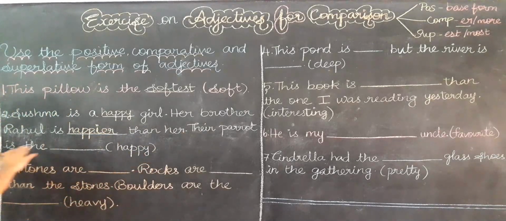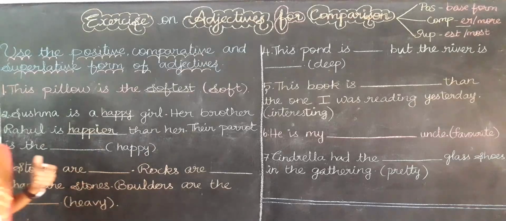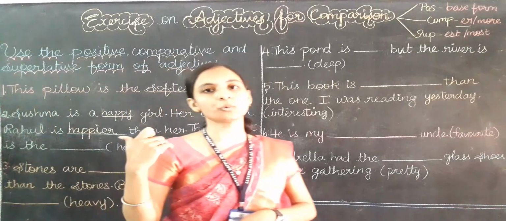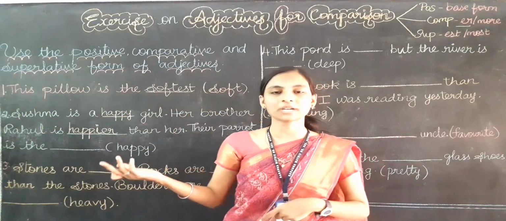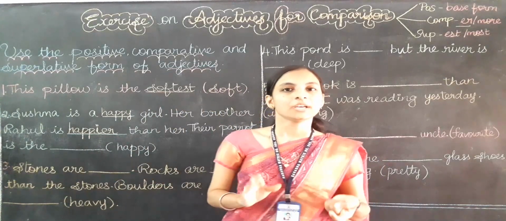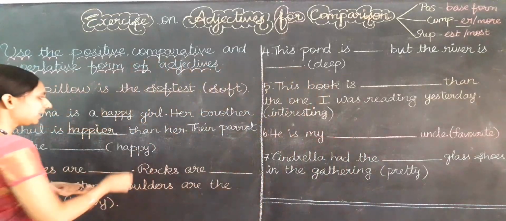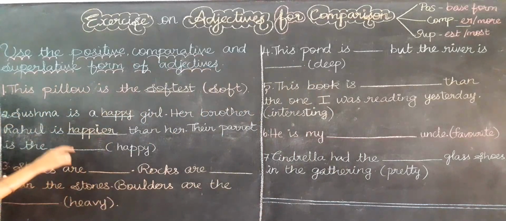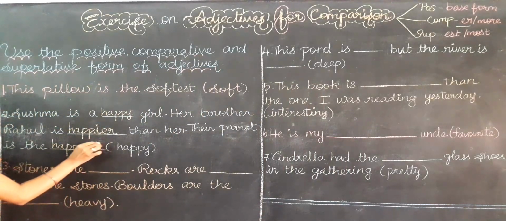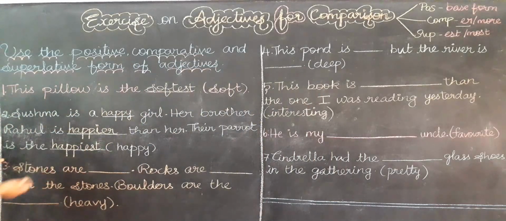Then their pet parrot is the dash. It is happier than these two. So we are showing the best, the parrot only. It is very happy. So then we need to use superlative only. So here we have added IER, which is comparative, but here we need to use superlative degree. So we need to add IEST. Happiest. Their pet parrot is the happiest is the correct answer.